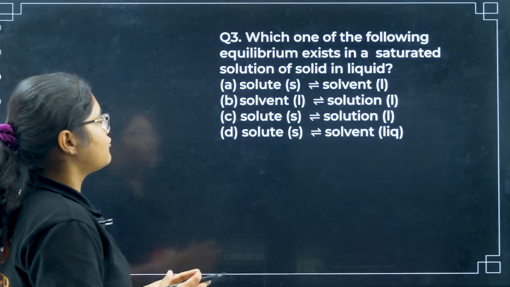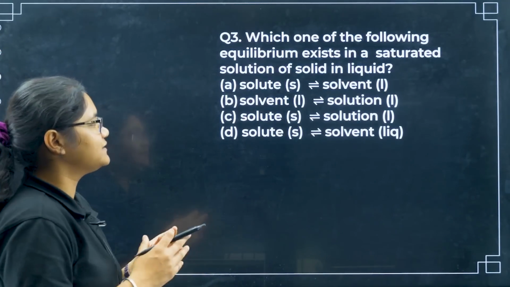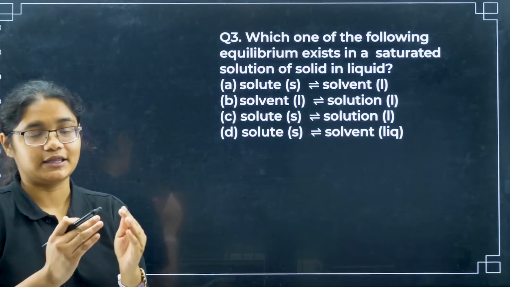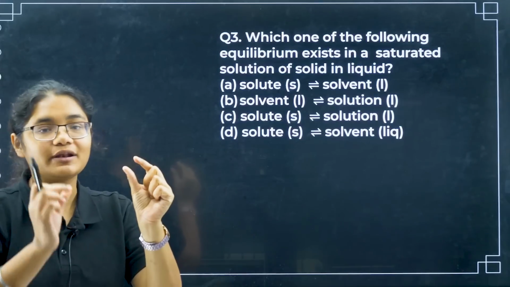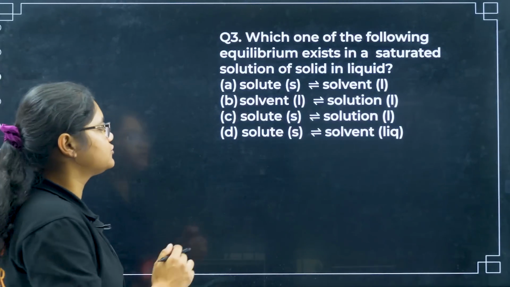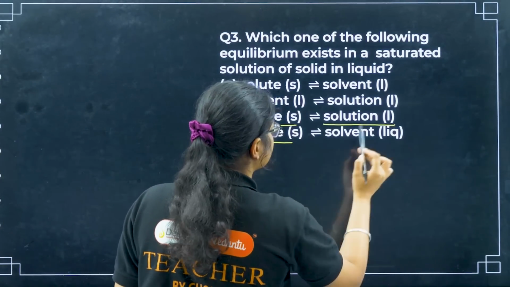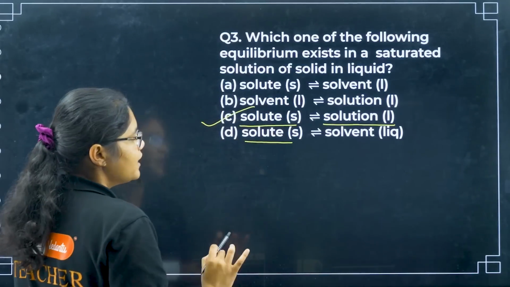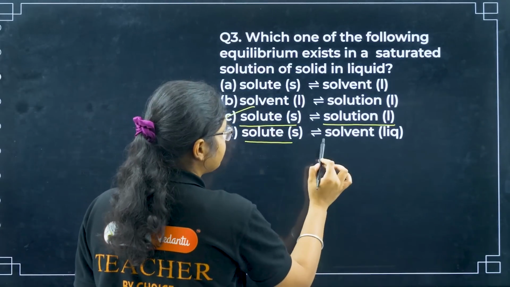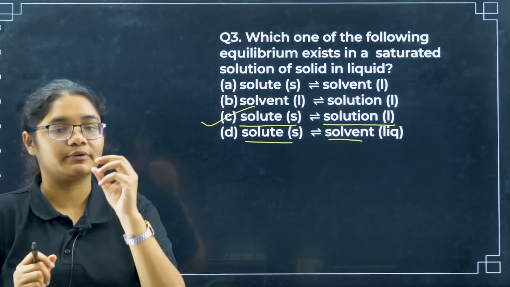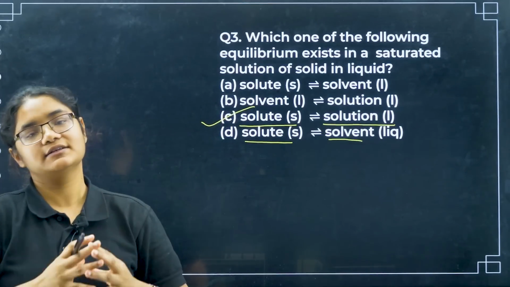Next, which one of the following equilibrium exists in a saturated solution of solid and liquid? So in a saturated solution, there is an equilibrium between solute and solution. Solid, solute and solution, right? Solute is solid and solution is liquid, so option number C. You should not be doubtful here whether it is solvent or solution. In an equilibrium, it is the equilibrium between the solute and the solution.